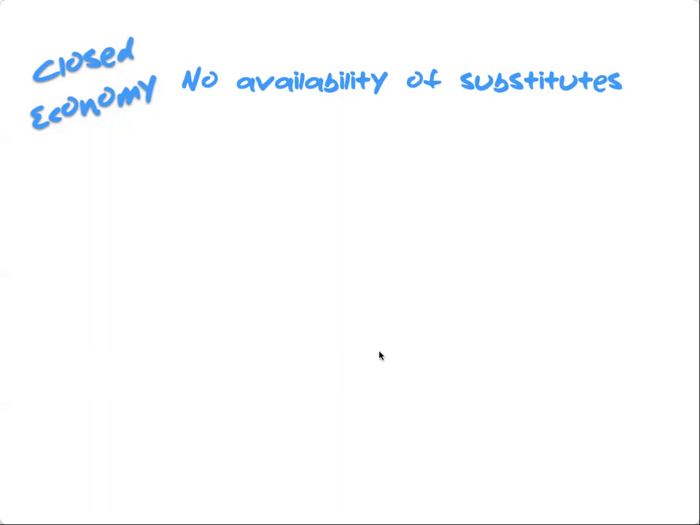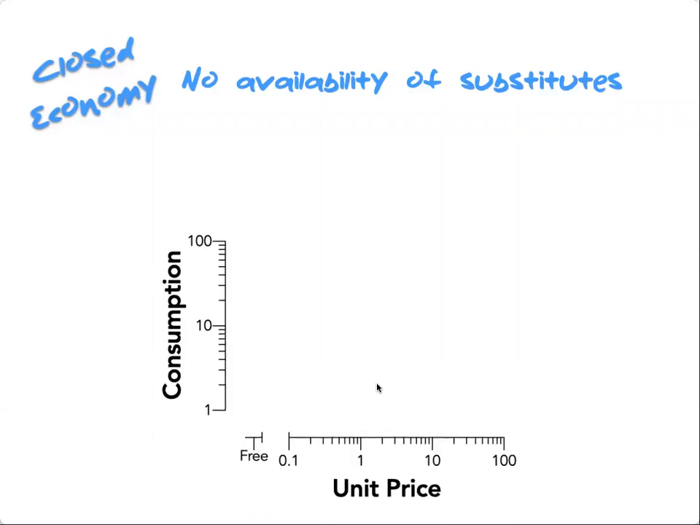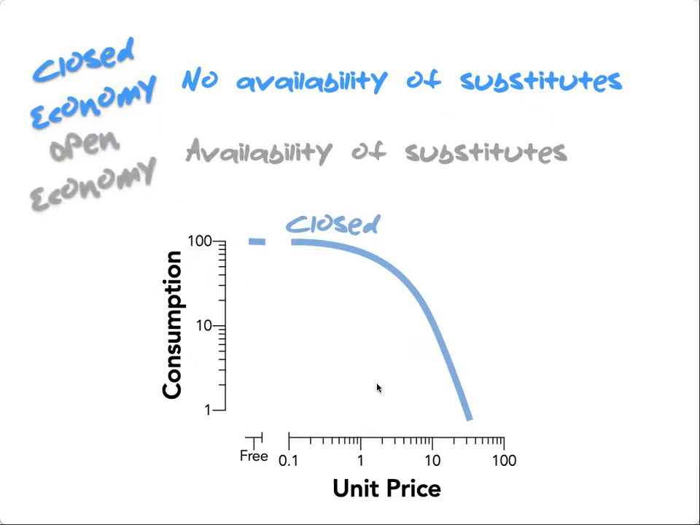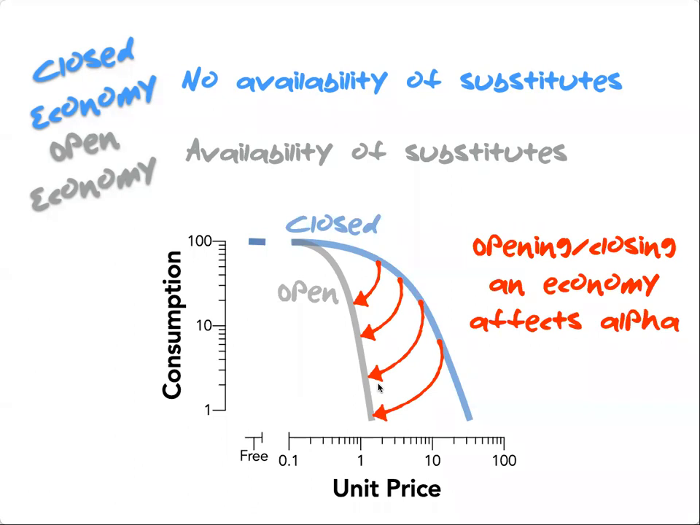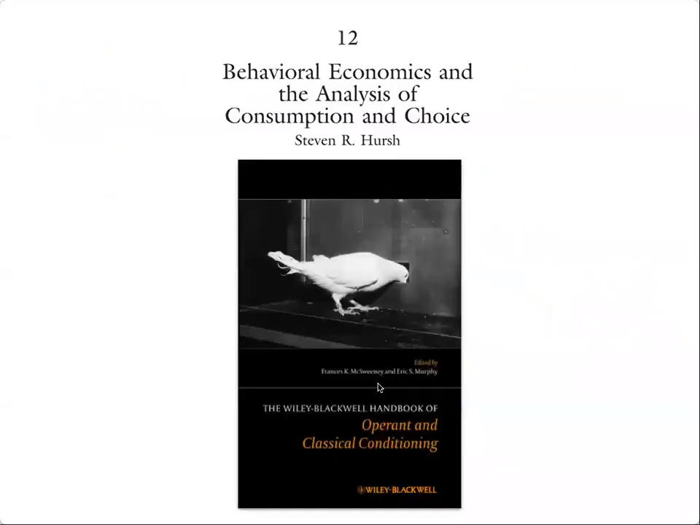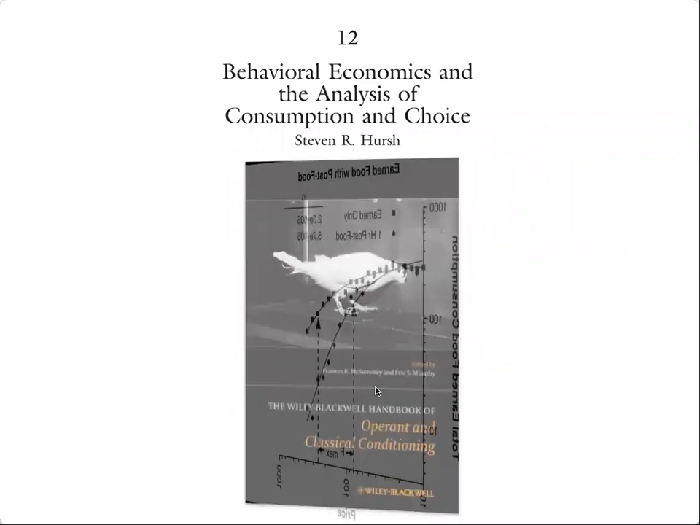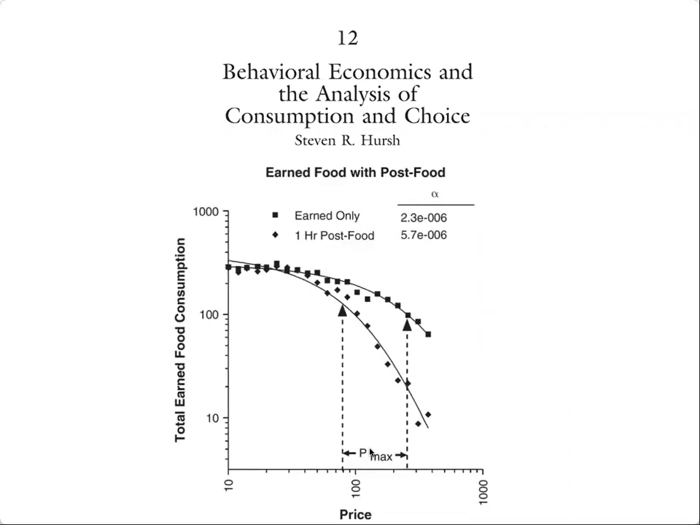And there is a robust literature on this in the basic literature, not a whole lot in the purchase task literature yet. But what we can do is basically look at performance and demand under a closed economy. And then we can look at what happens when you create the availability of substitutes, where you open the economy up. And so theoretically, what happens is you get this shift in alpha. You don't necessarily see a major shift in intensity, but where you'll see the most change is in that alpha value. And so just to show you, this is some work with non-humans that Hursh tends to use in many of his writings.